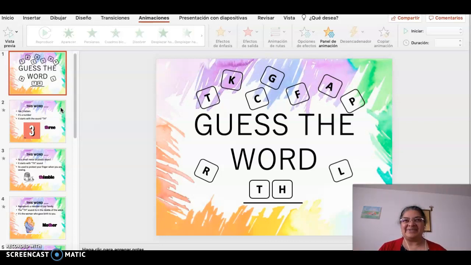¿Listos? Este es un juego de adivinanzas. Guess the word. Number one. The word corresponds to a number. This has 5 letters. It's a number. And it begins with the sound th, th, th. Okay? Let's see if you guess.